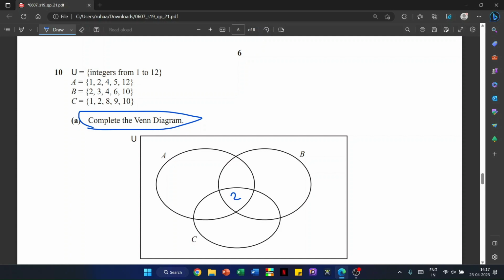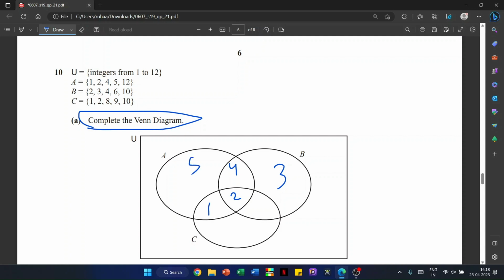Next, 1 is common between A and C. So A and C will have a common over there, 1. 4 is common between B and A. So B and A will have 4 over here. And 3 is common between none of them. So B is going to have 3.